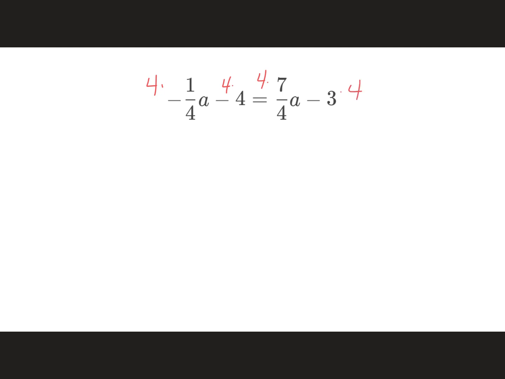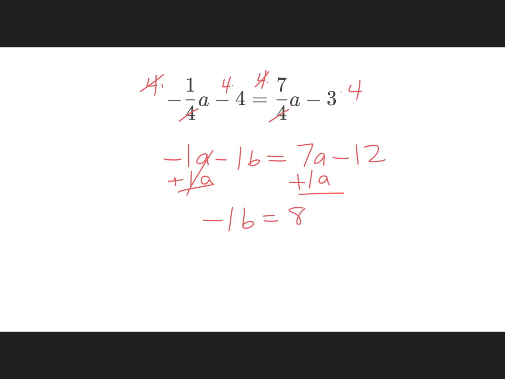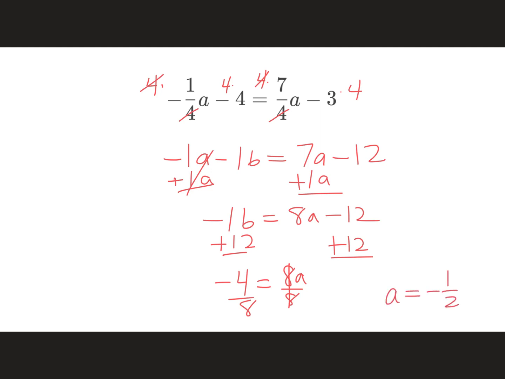It keeps it balanced. Alrighty, so these cancel each other out, and I get this -1a. And then 4 times -4 is -16. And these cancel each other out, and all I have left is a 7a. And then 3 times 4 is a 12. Let's get rid of this 1a on this side. -16 equals 8a minus 12. Now it's a two-step problem. I'll go ahead and finish it for you. Well, here I have a equals -4/8, but that simplifies to just -1/2.